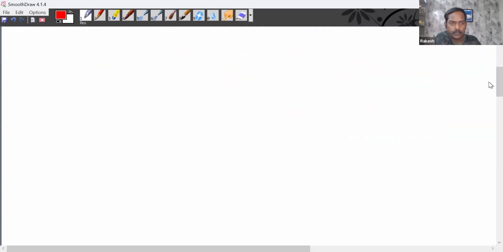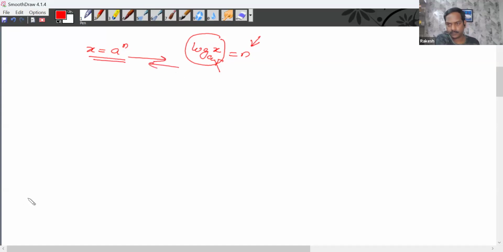So if I write x is equal to a to the power n, then in logarithm, the same thing can be written as log of x with base a is equal to n. So this entire thing is nothing but the power of the base. So if something is written like this, I can convert it into this and vice versa also.